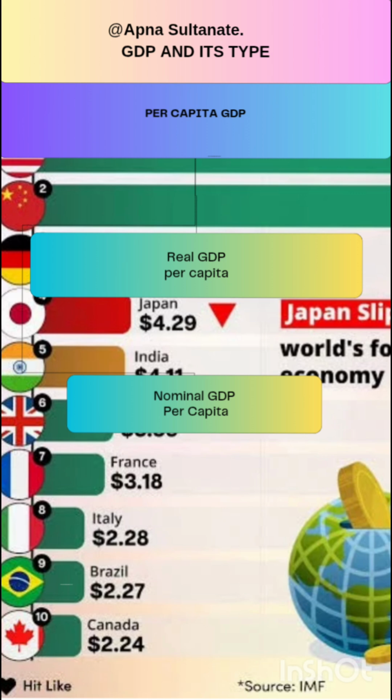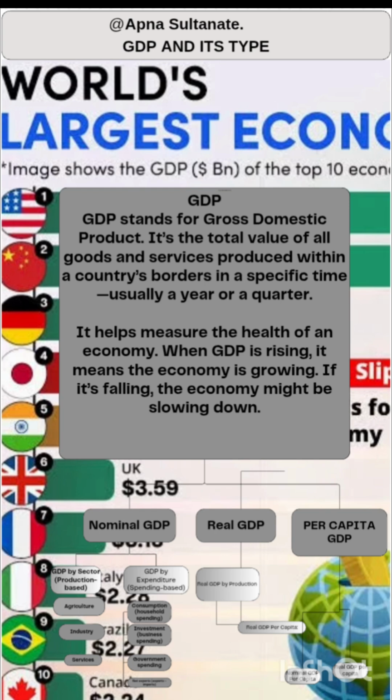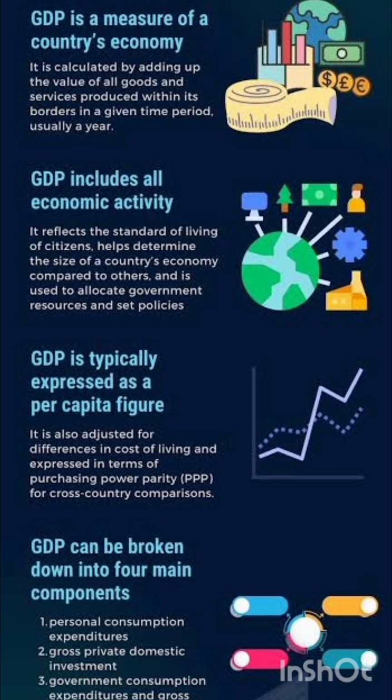2. Real GDP per capita. This divides real GDP by the population, meaning it's adjusted for inflation. It gives a clearer picture of the average standard of living and actual growth over time. Per capita GDP shows the average income per person. Nominal is at today's prices, while real per capita GDP tells the truth behind inflation, the real growth in people's income.